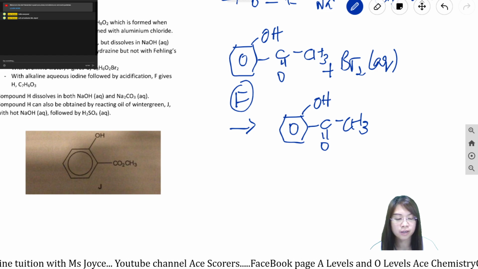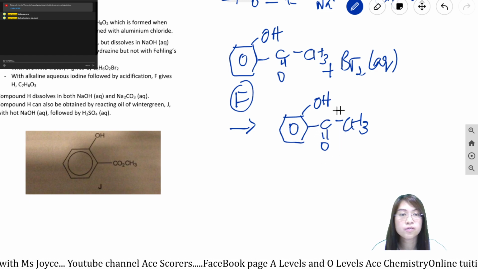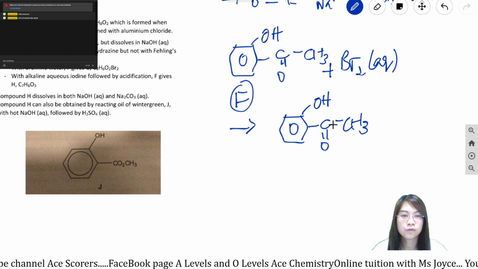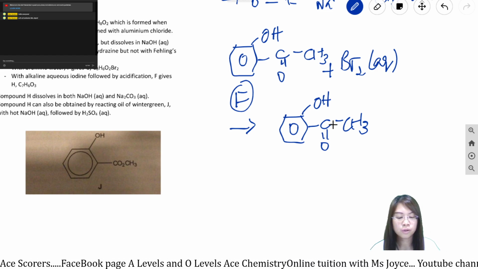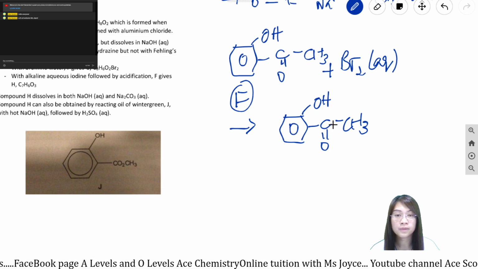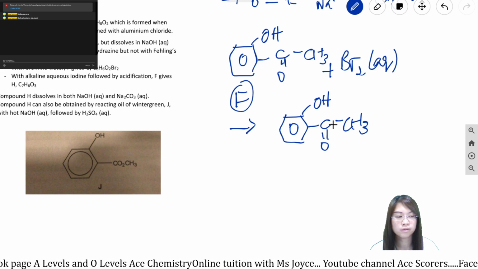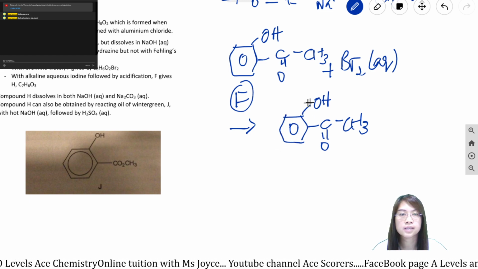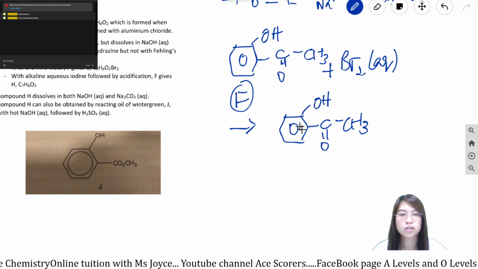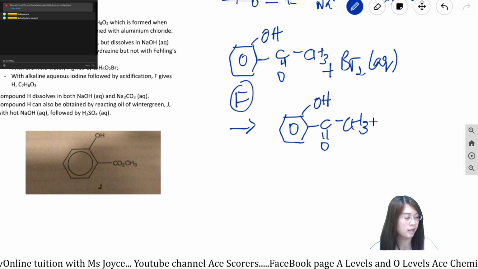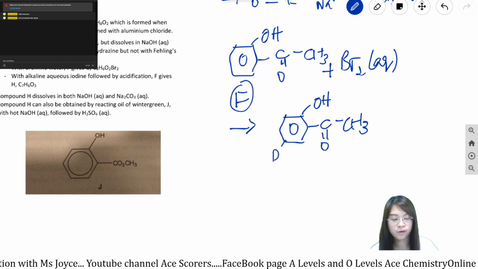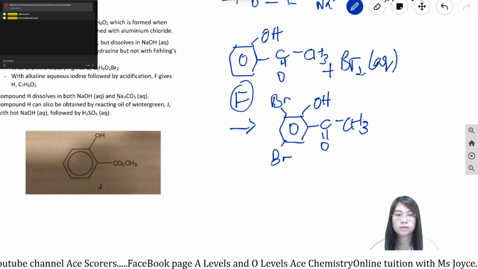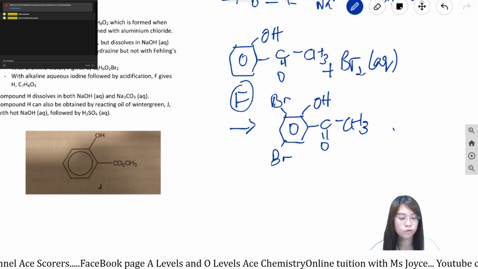But if you look at this structure, the 2nd position of the benzene ring has been taken up by the ketone functional group. So therefore, we have to put the bromine on the 4th and the 6th positions. So you're going to count it like that: 1, 2, 3, 4, 5, 6. Since phenol is the main functional group, we put a Br here, which is the 4th position, and then another bromine at the 6th position. All right, and that gives us the structure G.